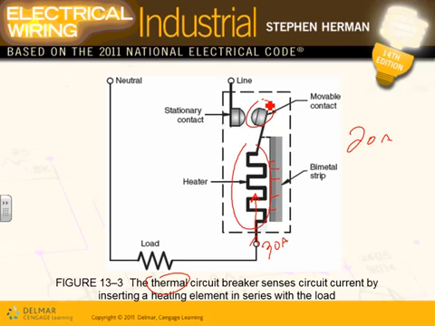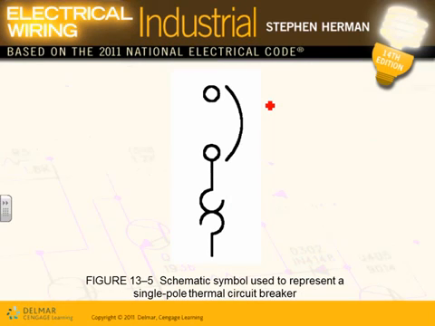Any comments, guys, about thermal circuit breakers? They call them thermal circuit breakers, like the overload. They work on heat. The second one, guys, and this is the symbol that they use for it. It's a symbol of an overload. You heat an element to trip the circuit breakers.